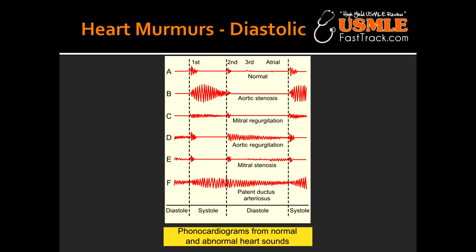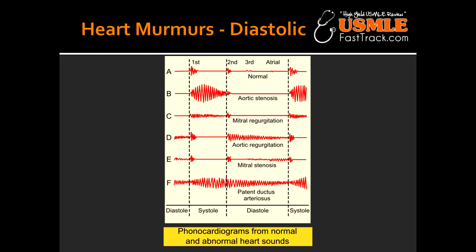What maneuver increases the intensity of murmurs caused by aortic regurgitation? The maneuver that causes this is the handgrip maneuver. What decreases the intensity of murmurs caused by aortic regurgitation? Vasodilators decrease the intensity of the murmurs caused by aortic regurgitation.